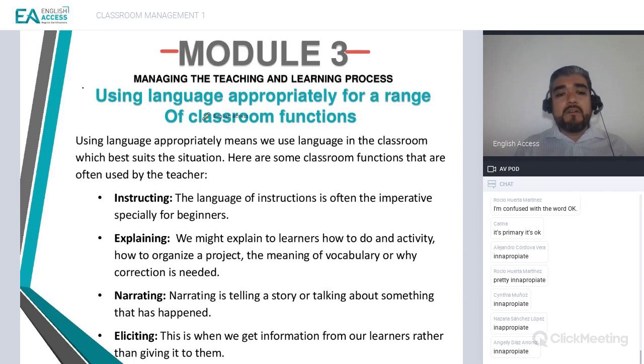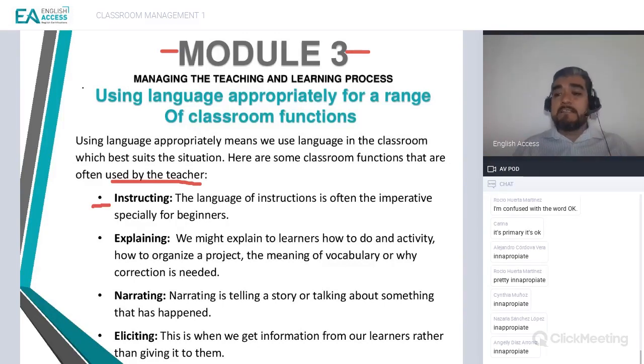So, using language appropriately for a range of classroom functions. Let's read this. It says using language appropriately means we use language in the classroom which best suits the situation. Here are some classroom functions that are often used by the teacher. For example, the teacher uses language for giving instructions, which is instructing, right? When the teacher gives instructions, the language of instructions is often imperative, especially for beginners, right?